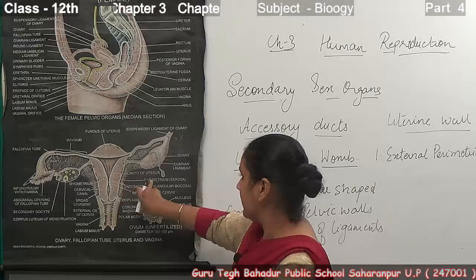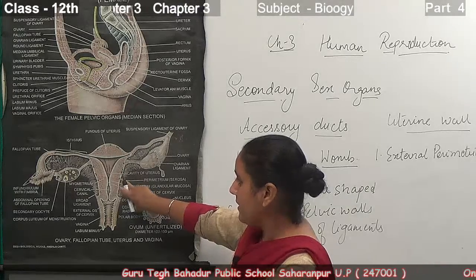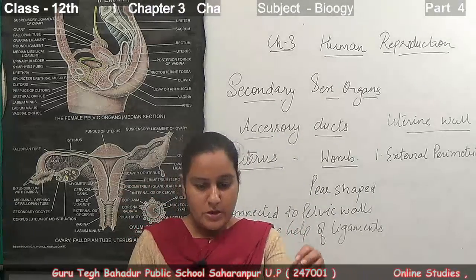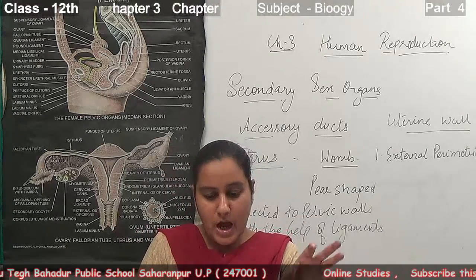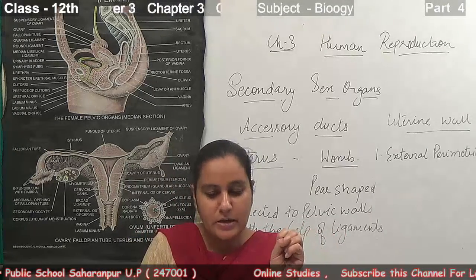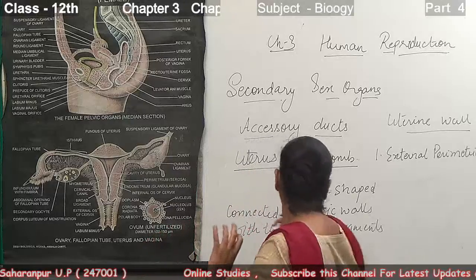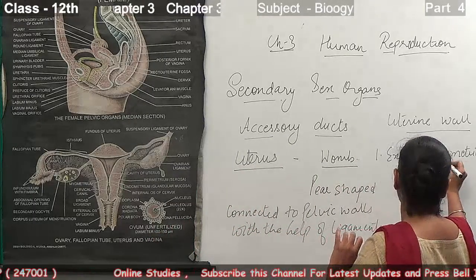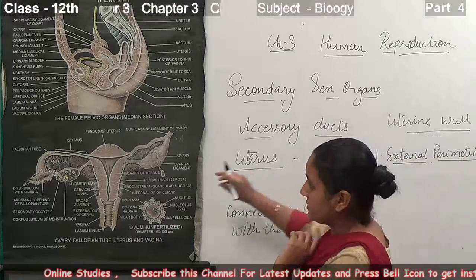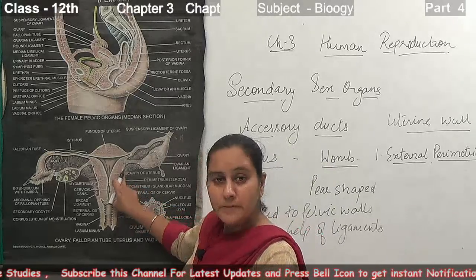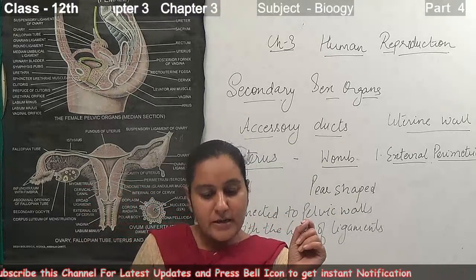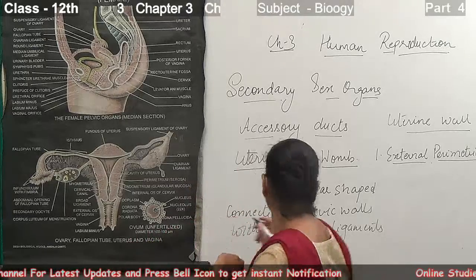This one is the external perimetrium layer. The external perimetrium is the outer thin membrane covering. It is just the outer thin membrane covering. Then comes the middle myometrium.